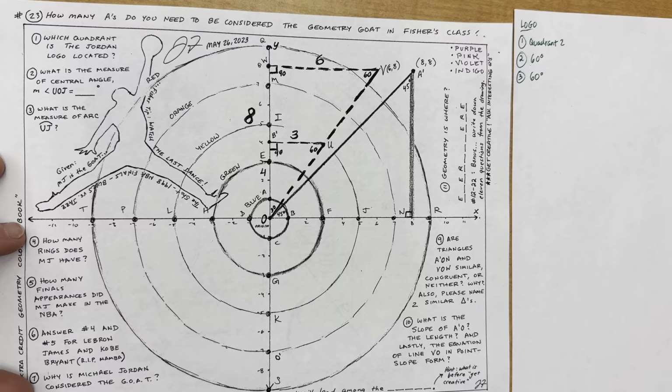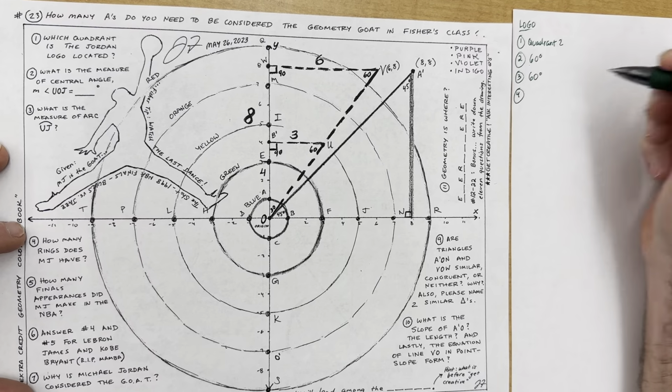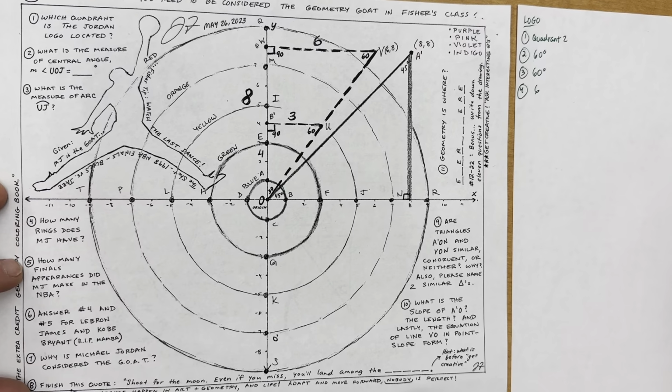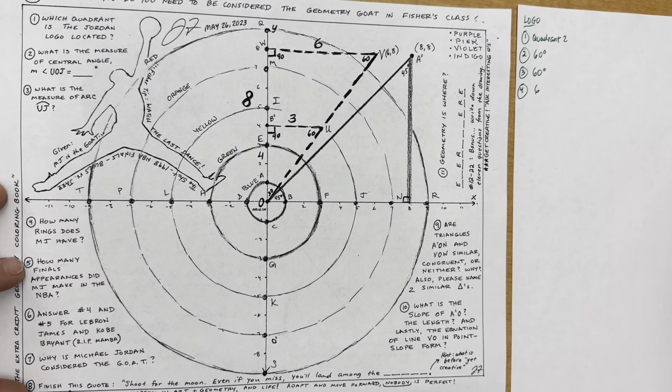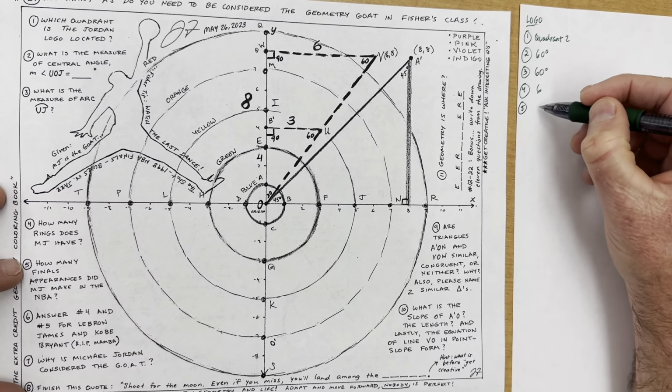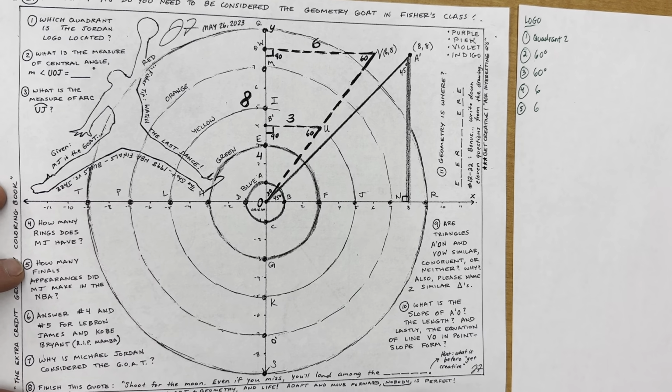Number 4. These are bonus questions. How many rings does MJ have? He's got 6. Number 5, how many finals appearances did MJ make in the NBA? 6 as well. He went 6 for 6.